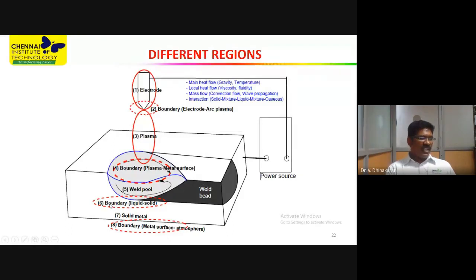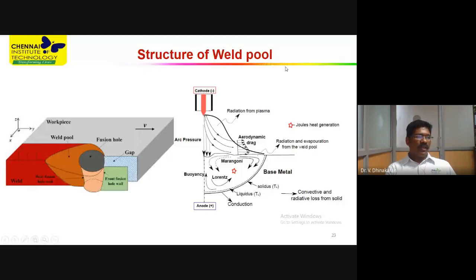So different regions, how the forces are being effective in the welding. So how will the structure of the weld pool be? As I said, it's a local weld pool. So it will move in this way, this way. It's a weld pool. So as I said, it will have the Marangoni force, it will have Lorentz force, it will have buoyancy effect. The arc pressure will be influencing the molten pool. The aerodynamic drag force will also be influencing the molten pool, and the laser losses, radiation from the plasma. So all the losses will also come into effect. And these are the things that will be designing the structure of the weld pool.